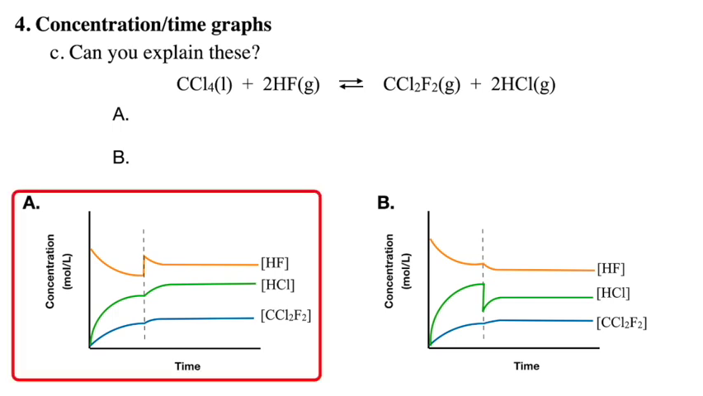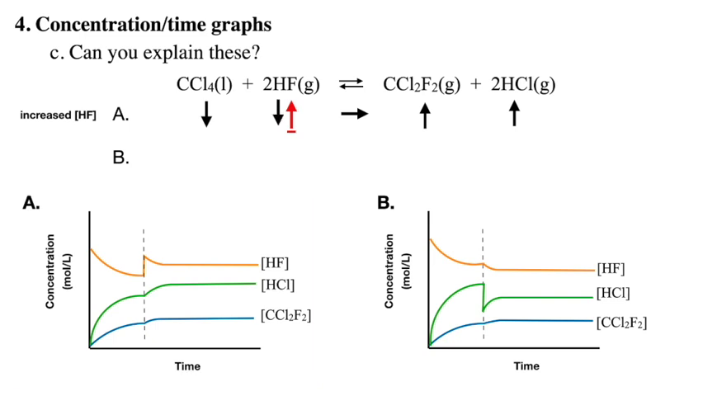And then can you explain these graphs? So in the first one, it looks like the concentration of HF went up. That would be my stress. And then I shifted away. So CCl2F2, the blue line, goes up from there. HCl goes up. CClF goes down, which isn't shown on the graph, and HF goes down.